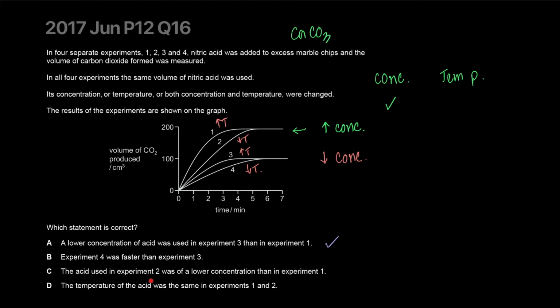The acid used in experiment 2 was lower concentration than that of 1. They both had the same concentration, right? The temperature of the acid was the same in experiments 1 and 2. No, the concentration was the same, and 1 and 3 had similar temperatures, but we don't know. How can we tell? But yeah, so A is our answer. Long question, very simple solution. Just had to read through it.